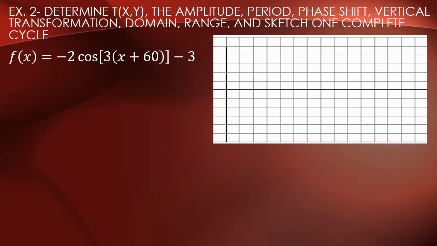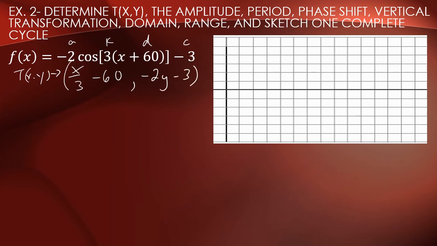So we're going to start with our txy. Excuse me. So txy equals, remember this is our a, k, d, and c. So x over 3 minus 60, negative 2y minus 3.